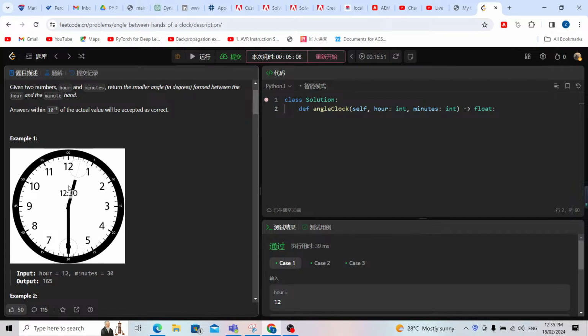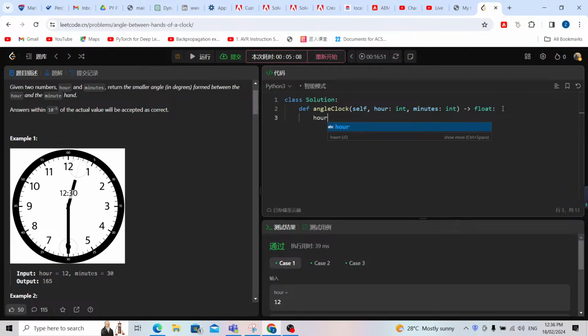clockwise. So for example, from 12, the hour hand will go clockwise to this position. I don't know, maybe it is 15 degrees from here. And then I'm going to calculate how many degrees the minute hand goes from 00. So it is 180. So 180 minus 15, I get the result. So it is 165.